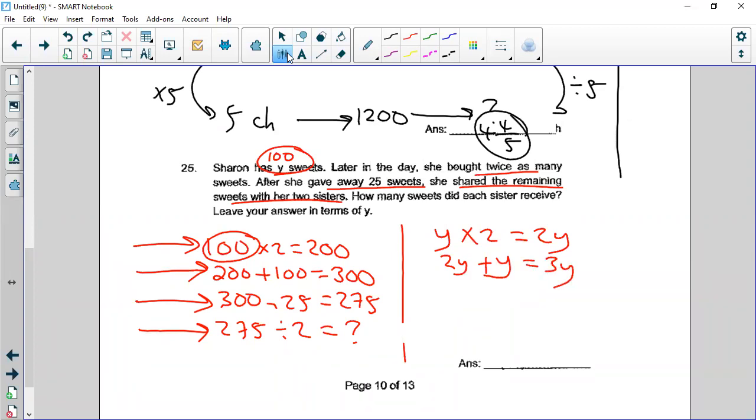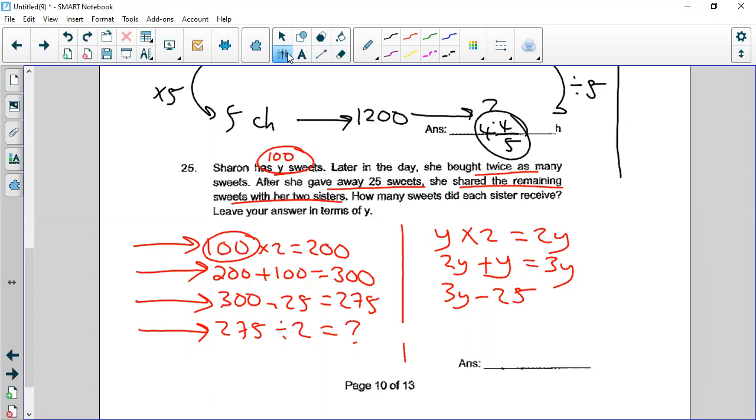3y. And then what's the next step? The next step is to minus. All right, she gave away 25 sweets. So 3y minus 25 to get the remainder. And then what did she do with the remainder? She shared the remainder sweets with her 2 sisters. I think most of you also made the same mistake as me. You divide by 2, right? But you should divide by 3 because she shared with her 2 sisters.